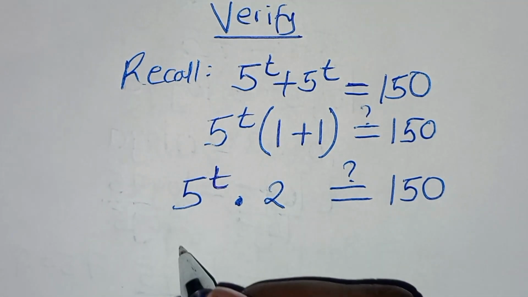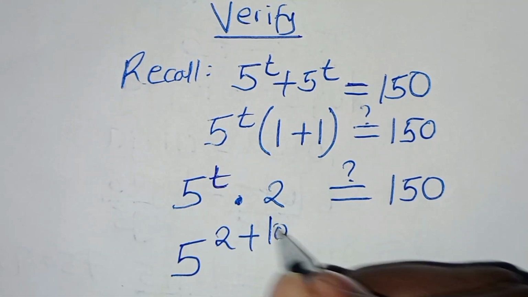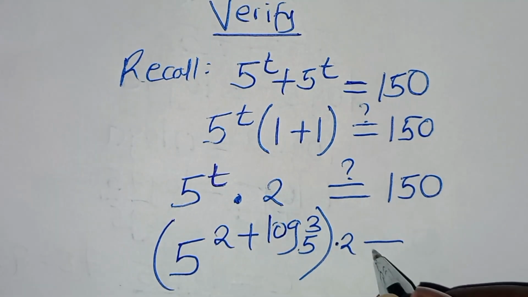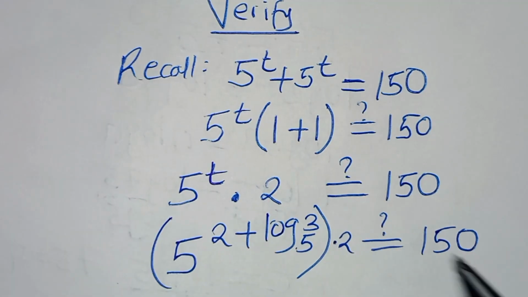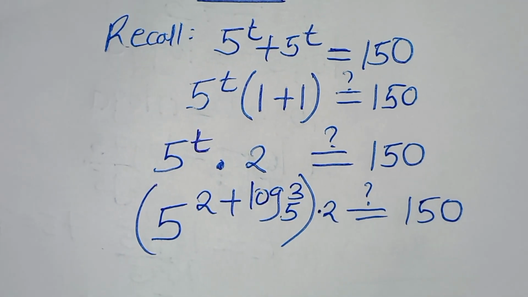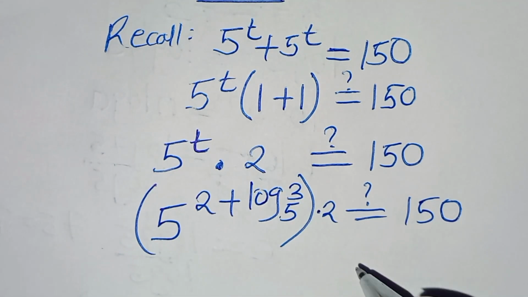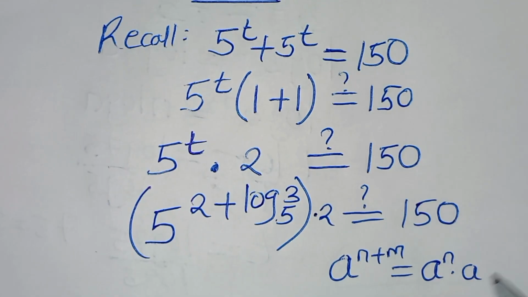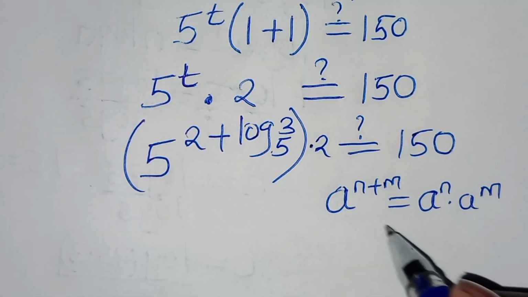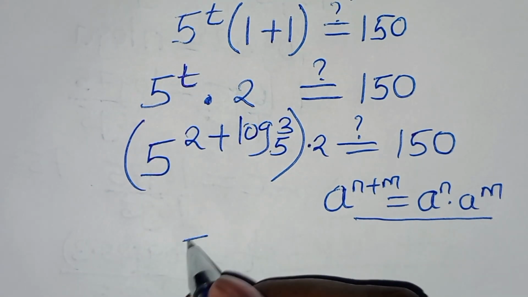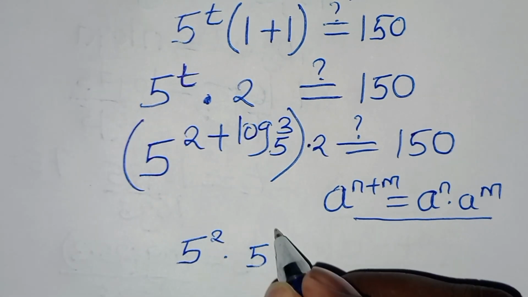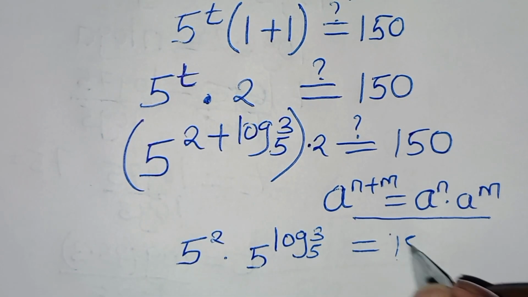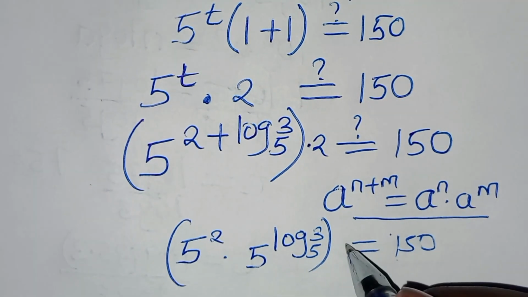Let's substitute the value of t from here. So we have 5 to the power of 2 plus log 3 to base 5, everything multiplied by 2. This is supposed to give us a value of 150. Now, the next step is that 5 to the power of 2 plus log 3 to base 5 is in the form of a to the power of n plus m, which we can express as a to the power of n times a to the power of m. Applying this exponent property, here we have 5 to the power of 2 times 5 to the power of log 3 to base 5, and remember, this is multiplied by 2.